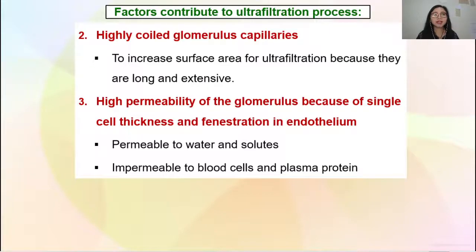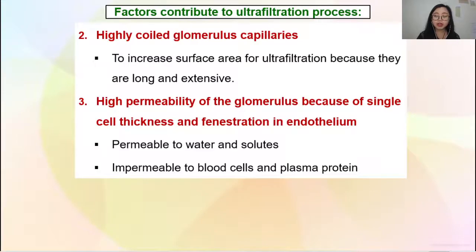Another factor that makes ultrafiltration possible is the highly coiled glomerulus capillaries. Because it's highly coiled, there is increased surface area for ultrafiltration because the glomerulus is now long and extensive. And the third factor is the high permeability of the glomerulus because of single cell thickness and fenestration in the endothelium.